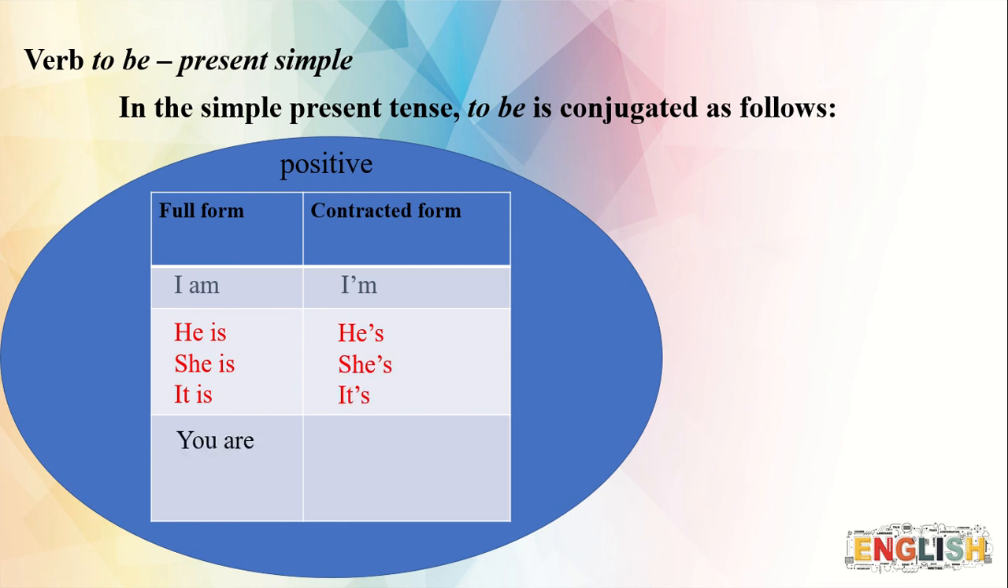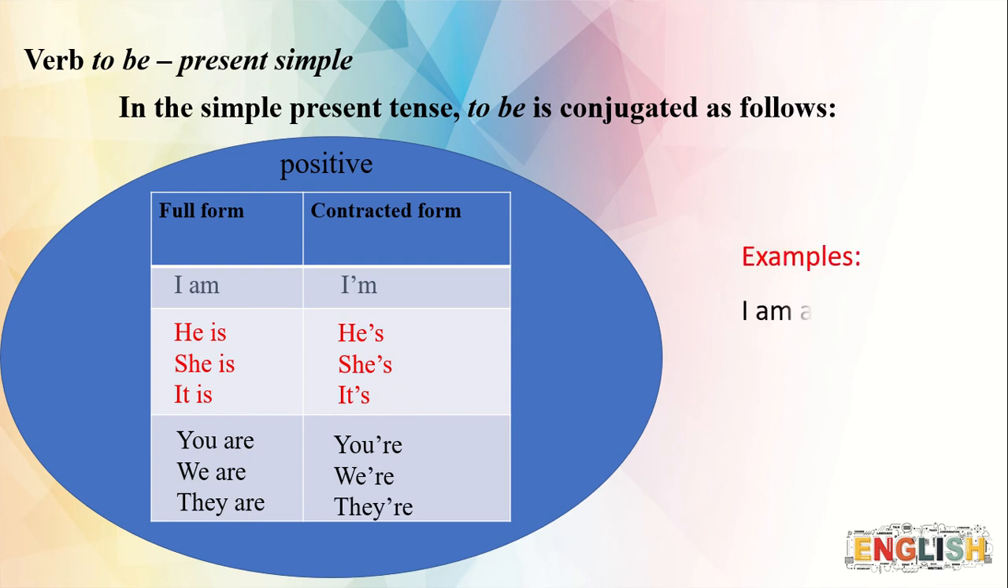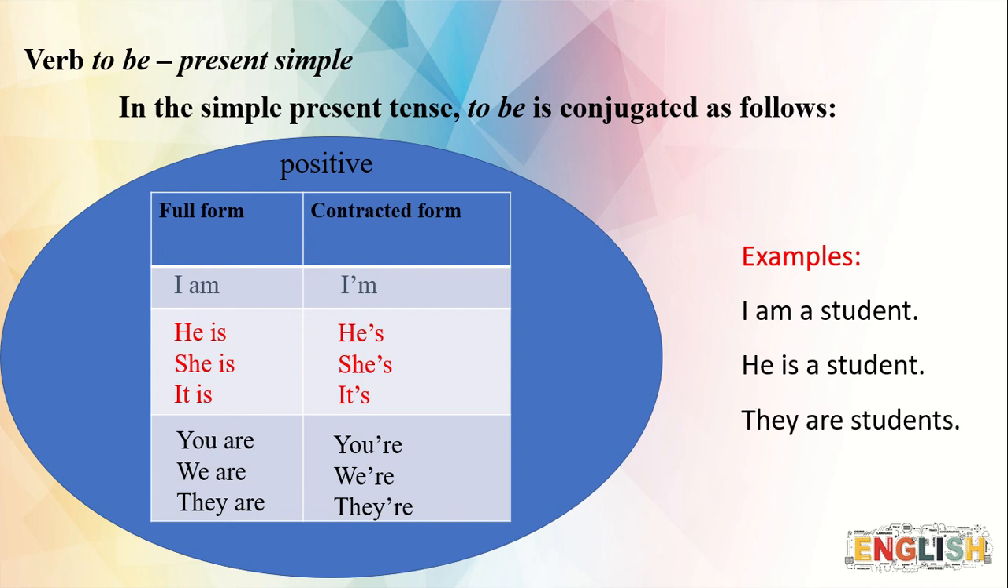Then we have you are, we are, and they are. They can also be contracted. For example, I am a student. He is a student. And they are students.